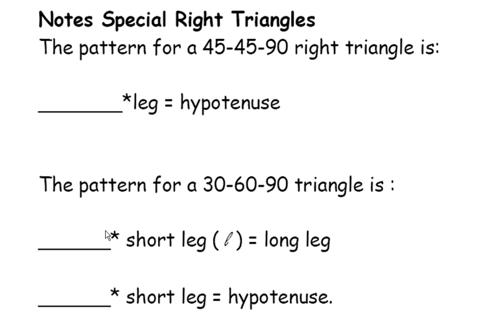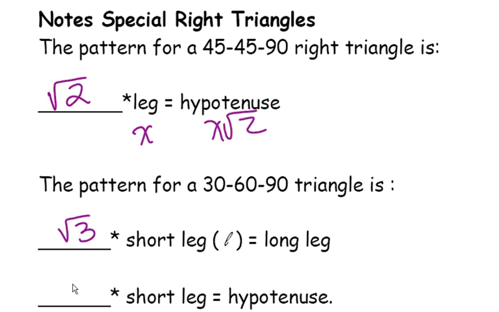All right, so you remember that the pattern for a 45, 45, 90 right triangle is square root of 2 times the leg equals the hypotenuse. So if the leg is x, the hypotenuse would be x radical 2. My pattern for a 30, 60, 90 right triangle is that the long leg is the square root of 3 times the short leg, and the short leg multiplied by 2 is the hypotenuse. So x, x radical 3, 2x is my pattern.